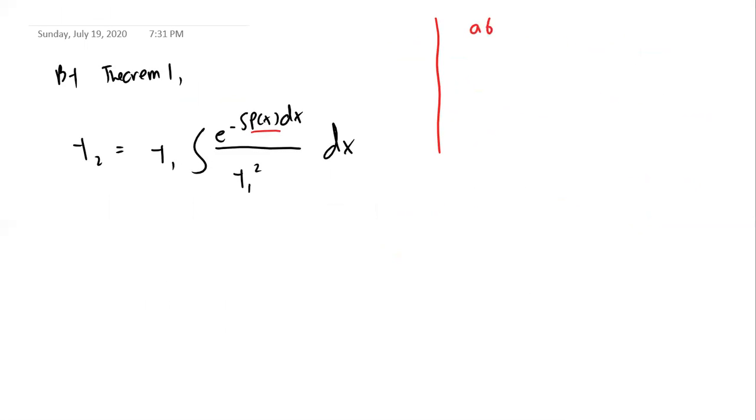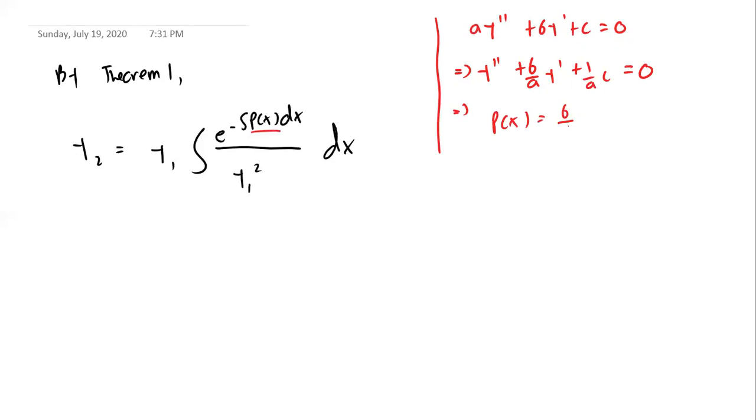So right now we have this differential equation. We have to divide by a so that we can find what p of x is. And again, we know that a is non-zero because it's second order, so whatever is multiplying y double prime can't be 0. So it's fair for us to divide by whatever is multiplying y double prime. We get y double prime plus b over a y prime plus 1 over a c equals 0. And hence, our p of x is b over a, whatever is multiplying the y prime.